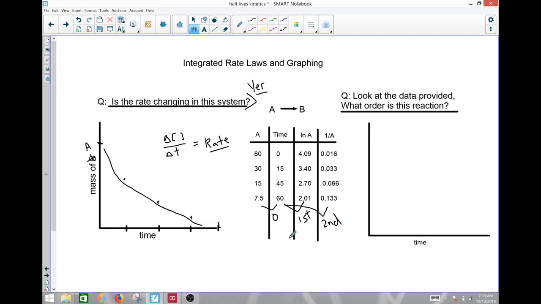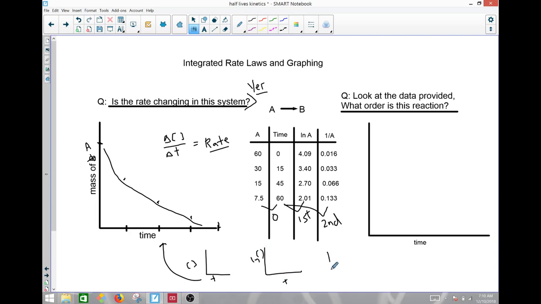If this particular idea is new to you, then you should watch a video on straight-up integrated rate laws. So we're going to make three graphs. One is going to be concentration versus time, which is actually this guy right here. And we'll do natural log of the concentration versus time.